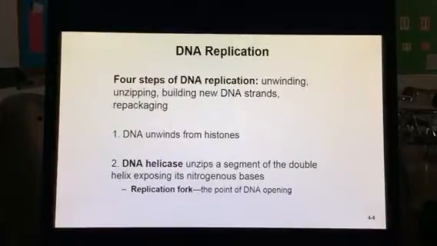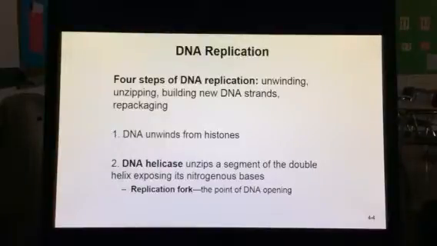So when we look at a chromosome, it's technically DNA and histones. And we really just say that it's DNA because that's the functional part of a chromosome, but technically it's wrapped around proteins called histones. So DNA unwinds from the histones as the first step. Again, I usually just glaze over that step and jump to step 2.